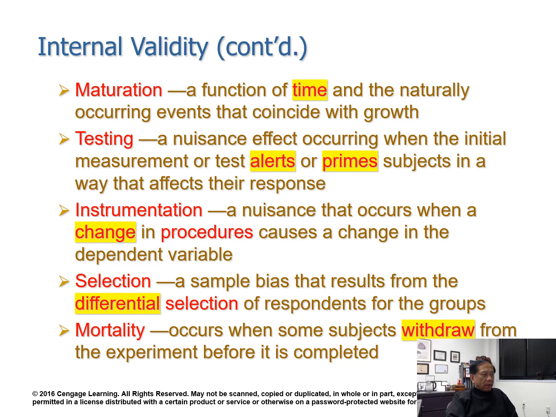And mortality bias occurs when some subjects will die or will withdraw from the experiment before it's completed. Mortality.